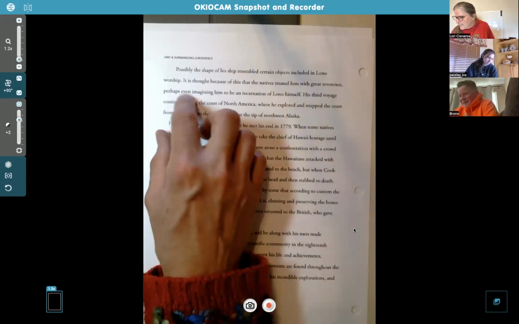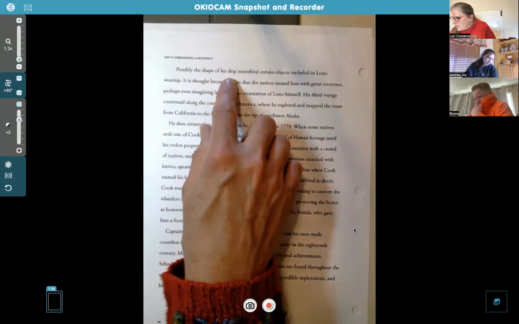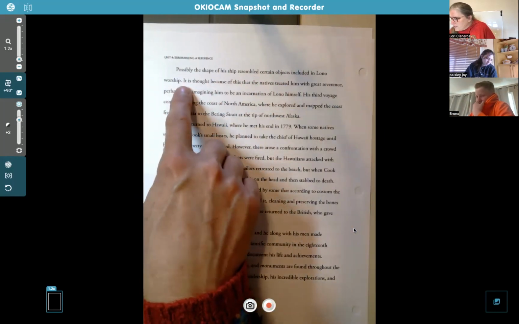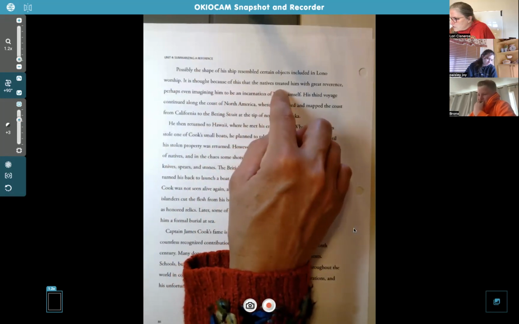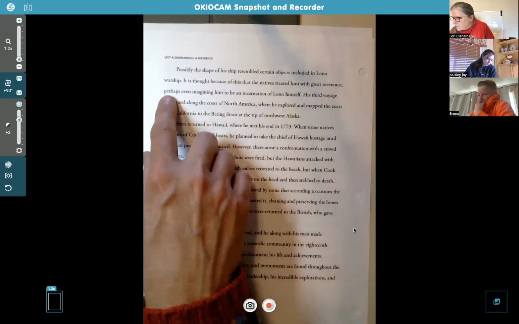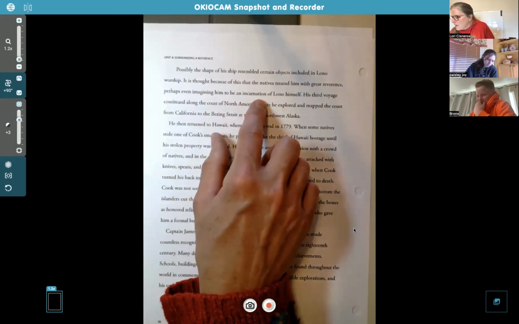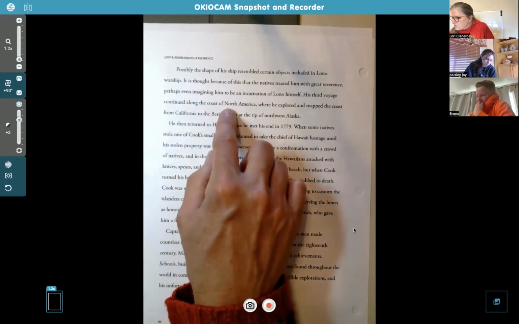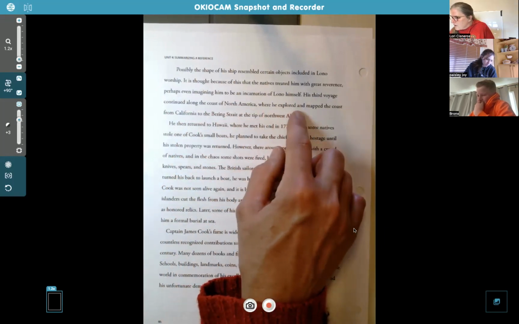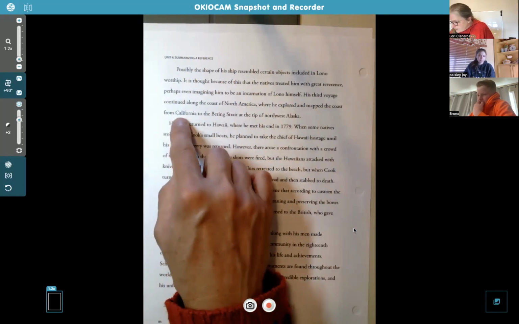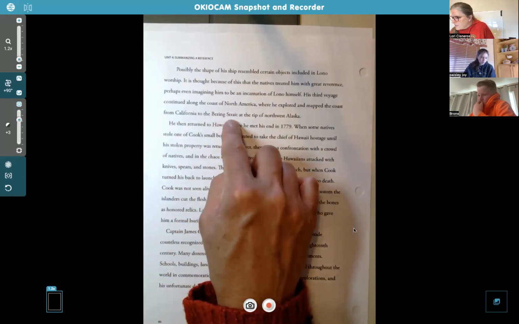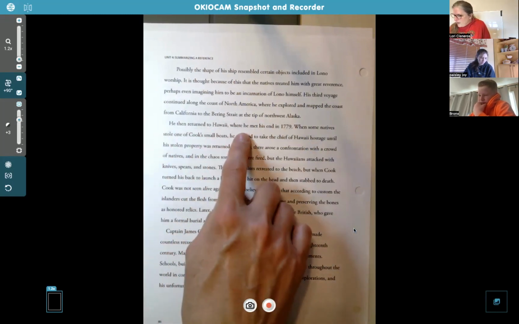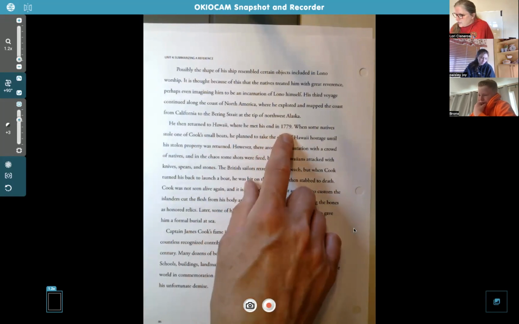This is good. Okay, possibly the shape of his ship resembled certain objects, including the Lono worship. It is thought because of this that the natives treated him with great reverence, perhaps even imagining him as an incarnation of Lono himself. His third voyage continued along the coast of North America, where he explored and mapped the coast from California to the Bering Strait at the top of Northwest Alaska. He then returned to Hawaii, where he met his end in 1779.